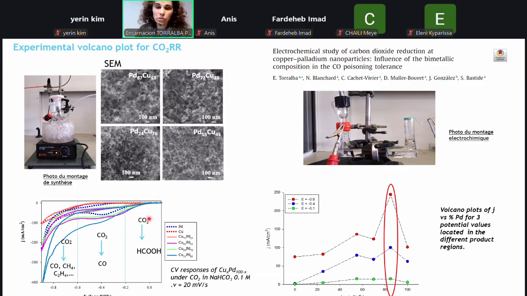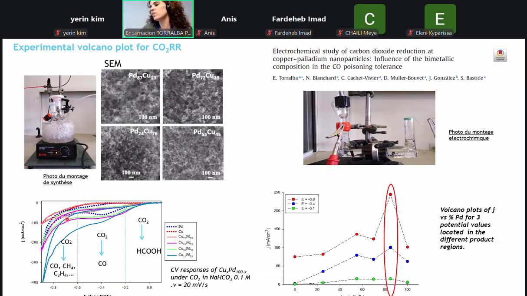As we always do, we do cyclic voltammetry with pure palladium, with pure copper, and then with the bimetallics. So what we saw here, for example, is that the 1585 seems to be the best.